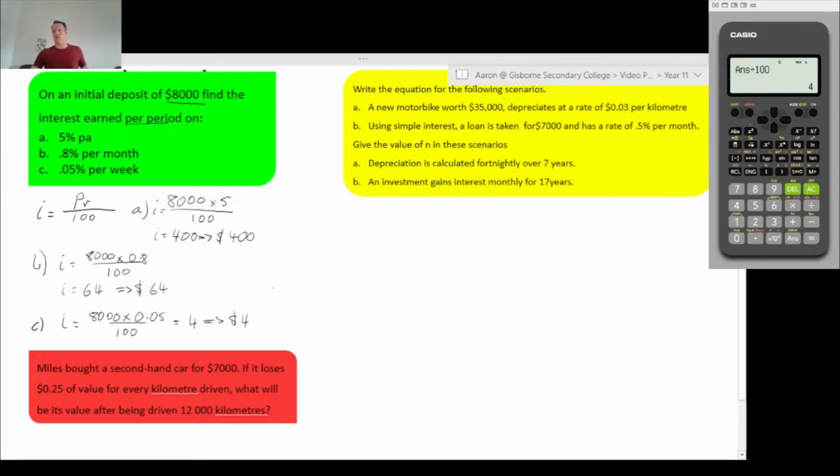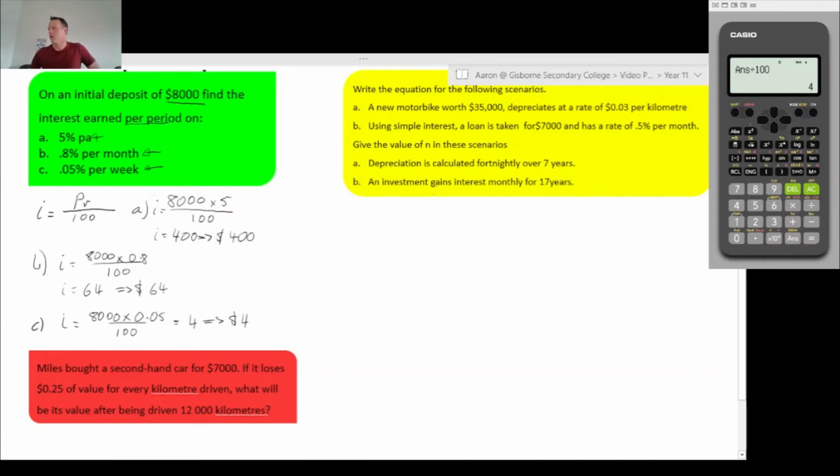Now you might say $4, well, that's pretty rubbish, but if you think about it, that's per week. So multiply that 4 by 52, and you end up with $200 something. Not quite as good as the first one, but we just need to take into account that when we get down to the nitty gritty of this in a few weeks' time, how often we're applying the interest, so per annum, per month, per week, is super important to how much money we've got at the end of the day.